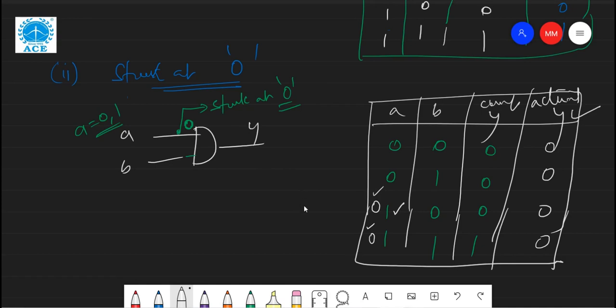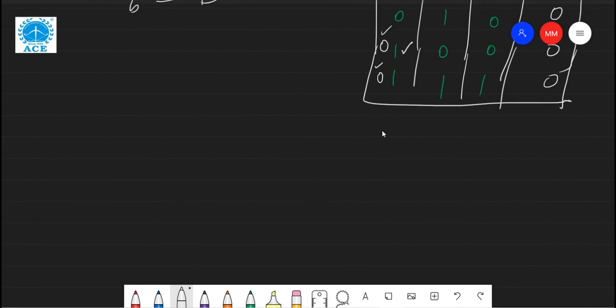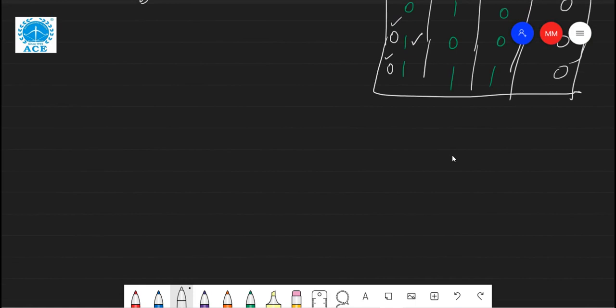I hope you all understand this one, right? So another basic example I would like to take, then we close this concept.